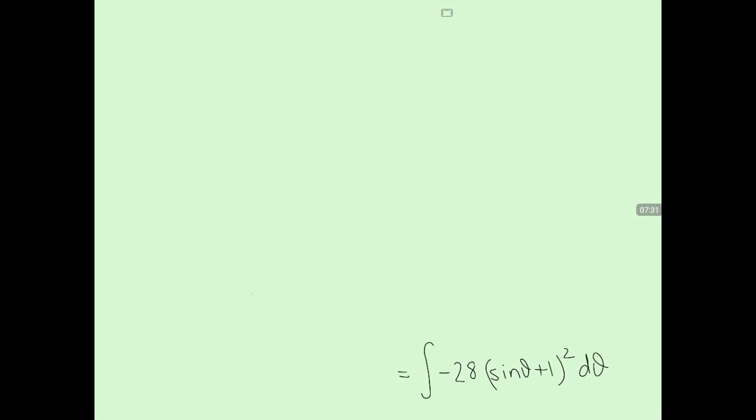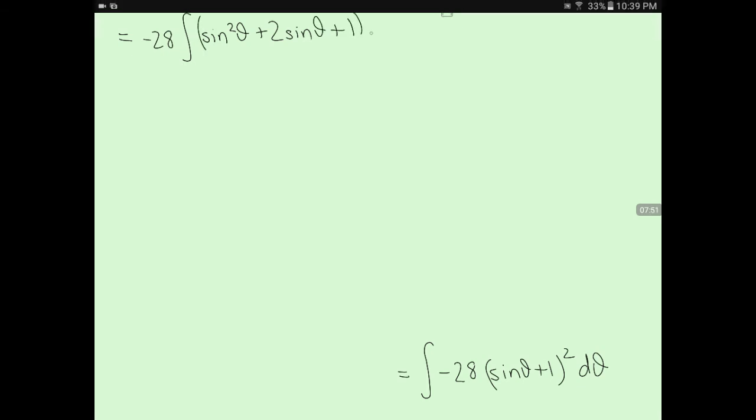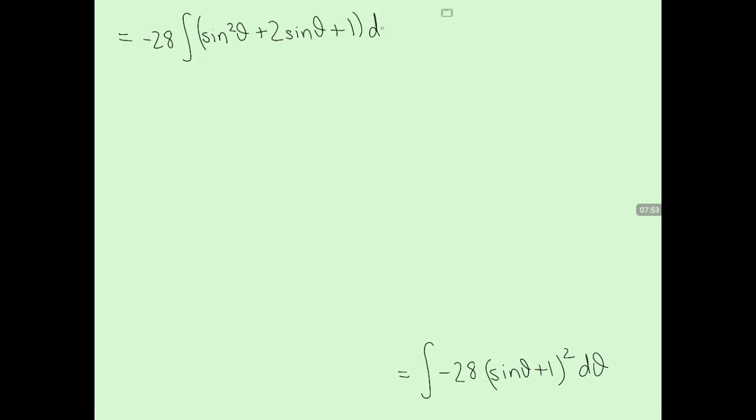So right now I'm just going to bring it back up to the top, and we are going to expand this. So what we should get is negative 28 times the integral of sine squared theta plus 2 sine theta plus 1. And this is all taken with respect to theta.